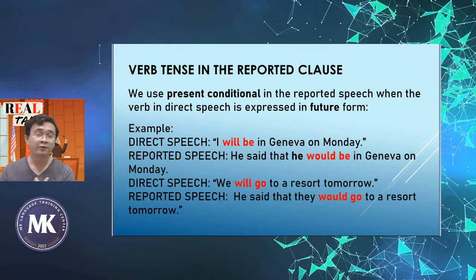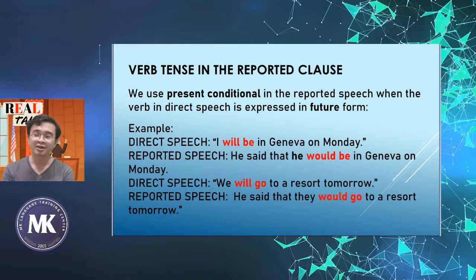And then my friend told other people that he wanted to repeat what I said, but in a report way. So he can say, "Oh, he said that he would be in Geneva on Monday." So as you notice here, from will it becomes would. But remember, the be there remains the same. So sometimes we don't change the base form of the verb after will or would.